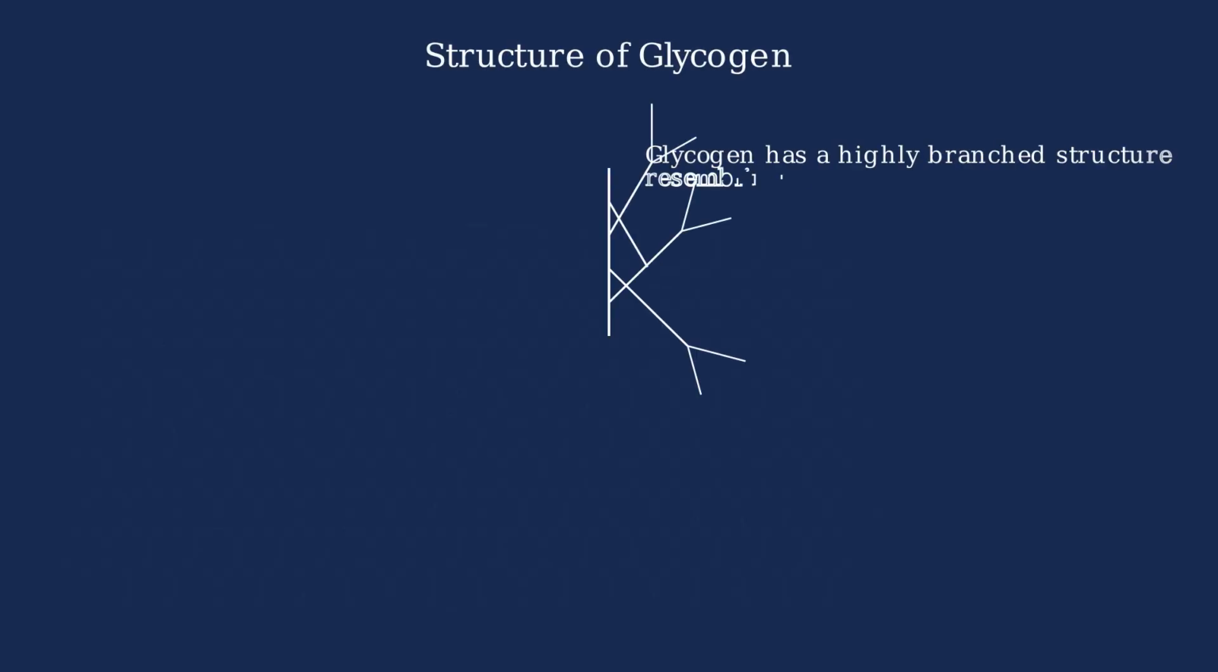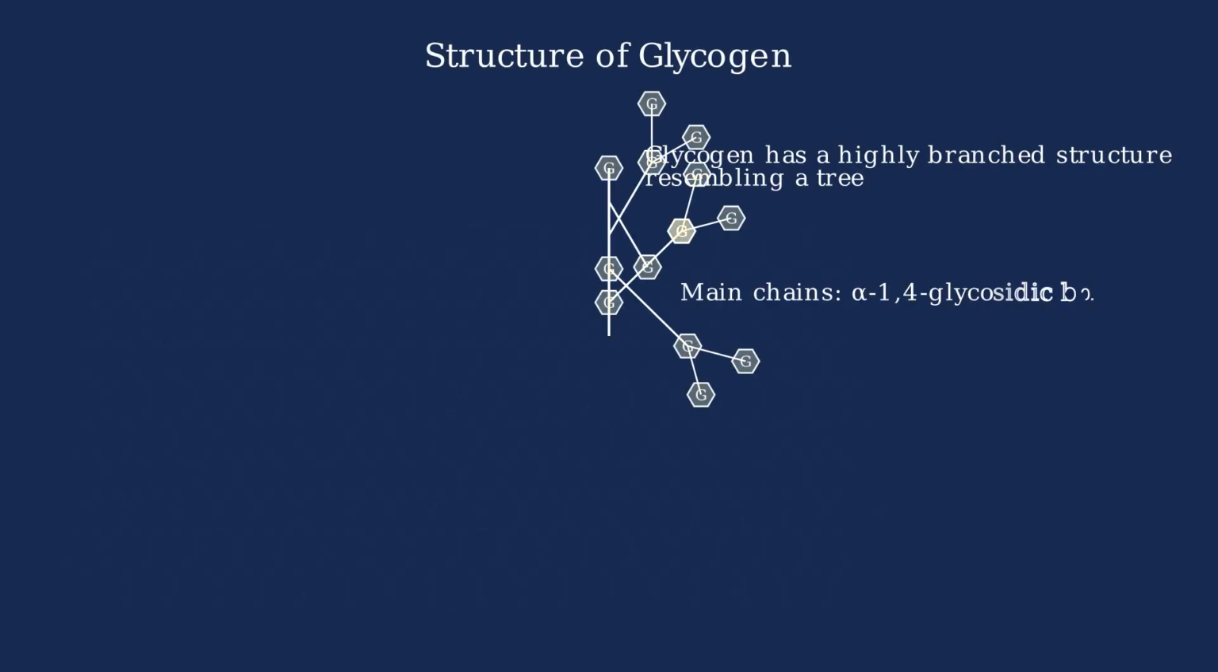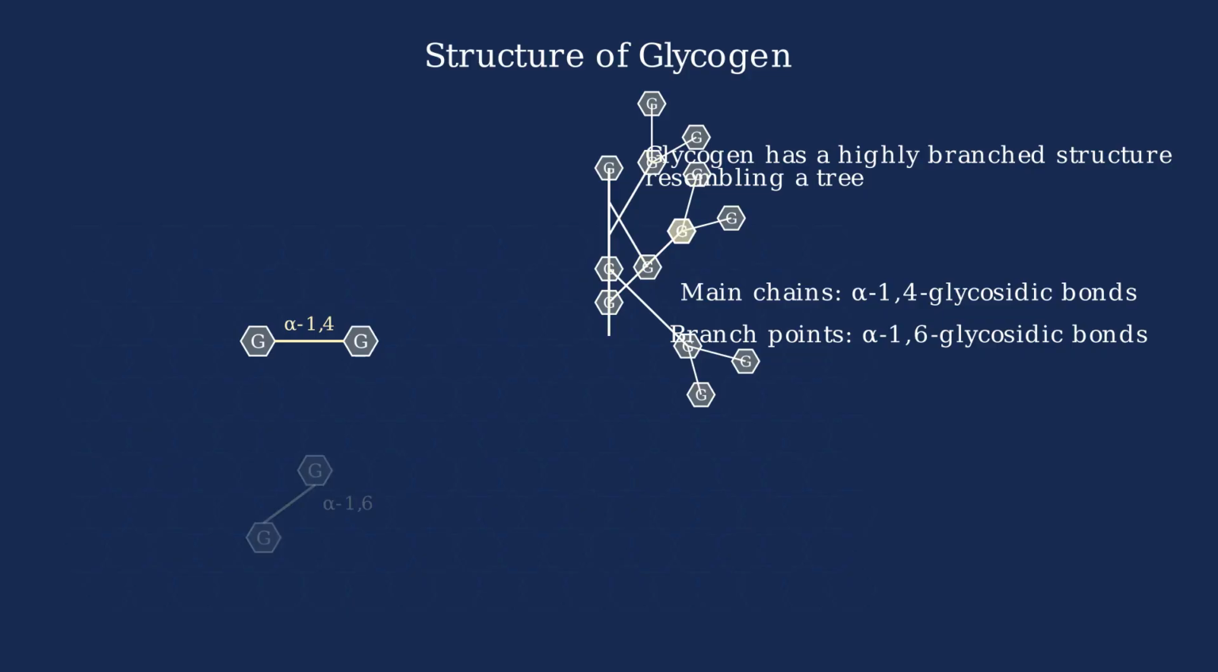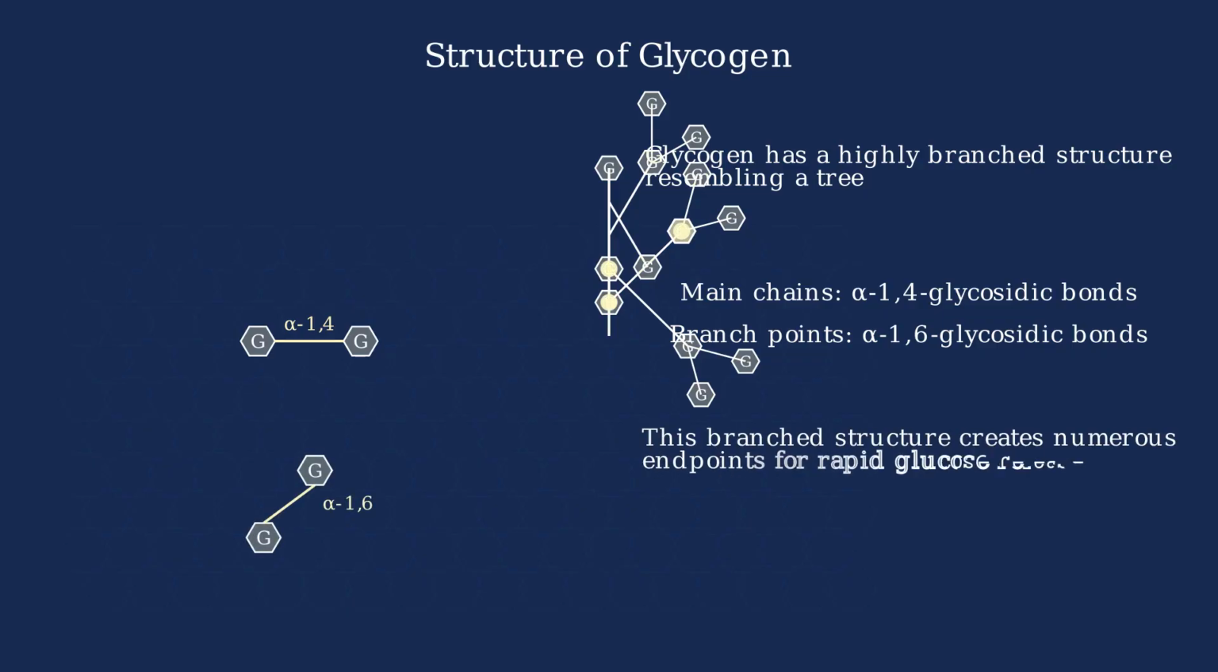Glycogen has a highly branched structure resembling a tree. The main chains of glucose molecules are connected by alpha-1,4 glycosidic bonds. Branch points in the glycogen structure are formed by alpha-1,6 glycosidic bonds. This branch structure is crucial for glycogen's function. It creates numerous endpoints from which glucose can be released simultaneously, allowing for rapid energy mobilization.